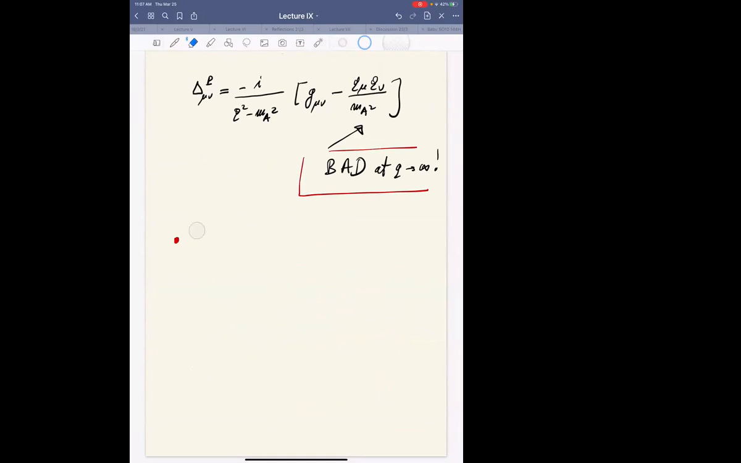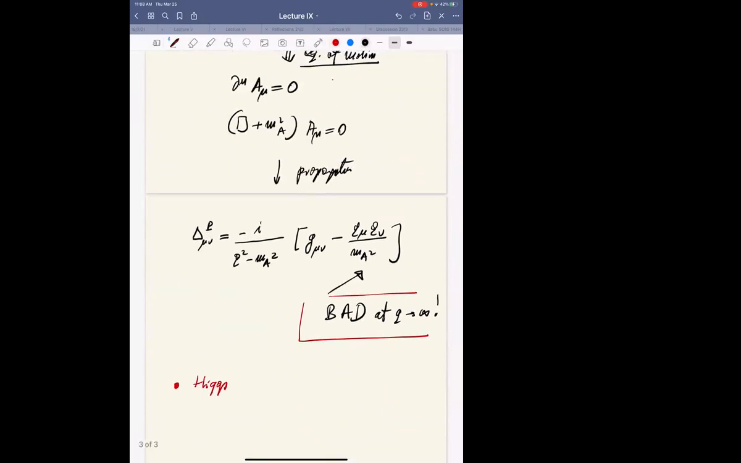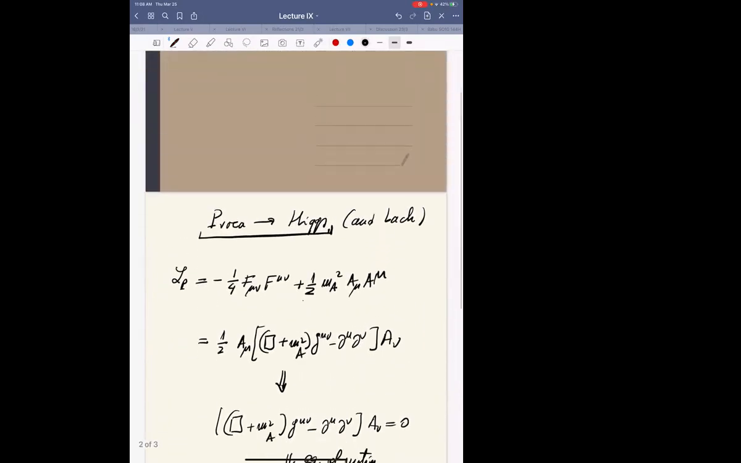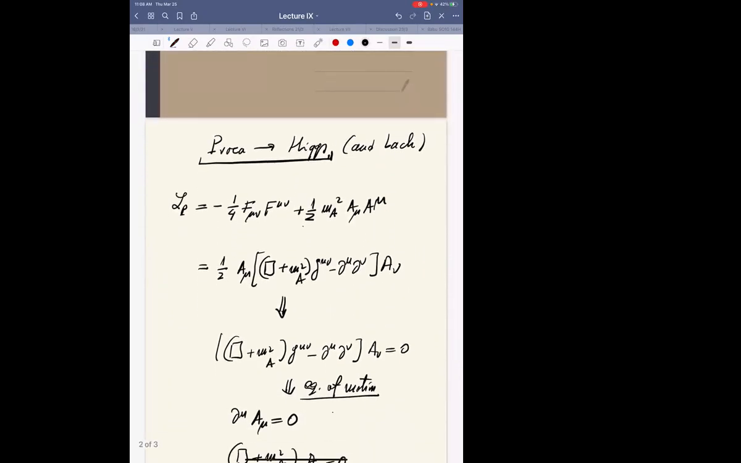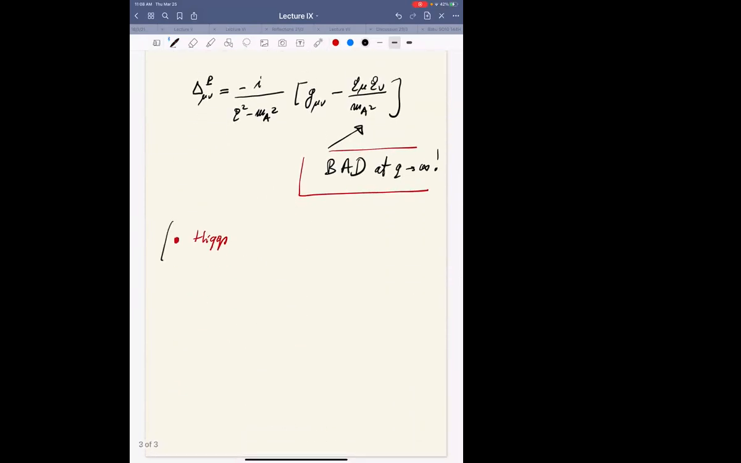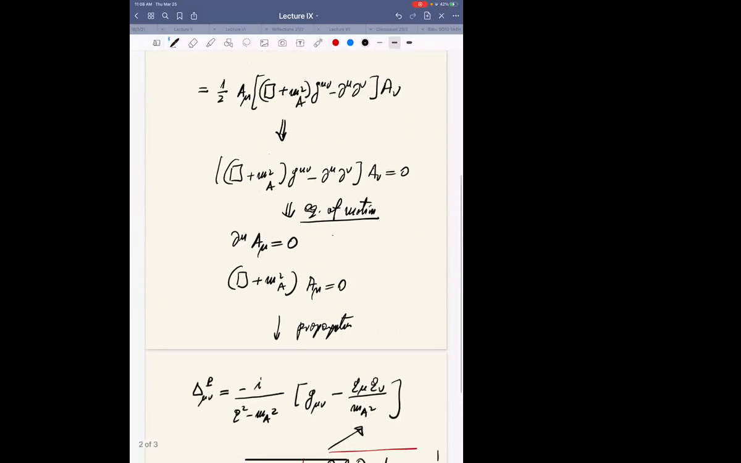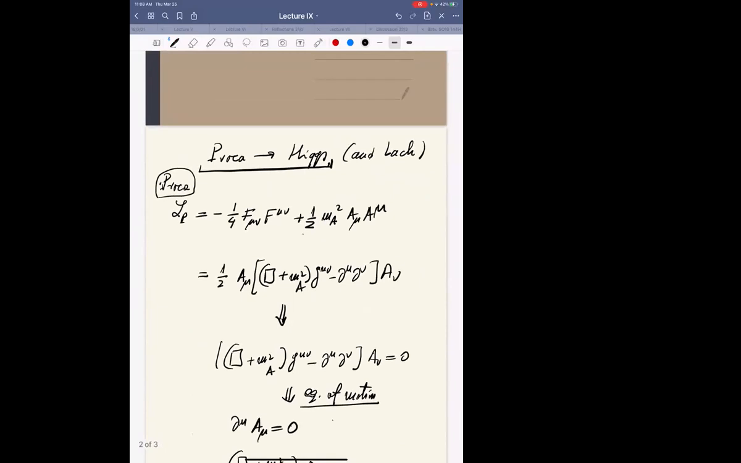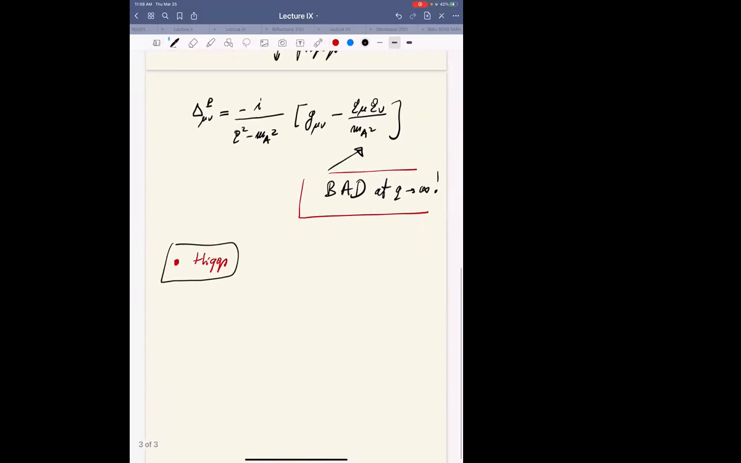So this is called Higgs. From Proca to Higgs. Generate the mass dynamically, not put it in by hand. And Higgs means spontaneous symmetry breaking.